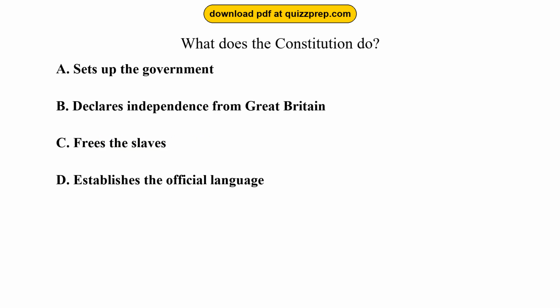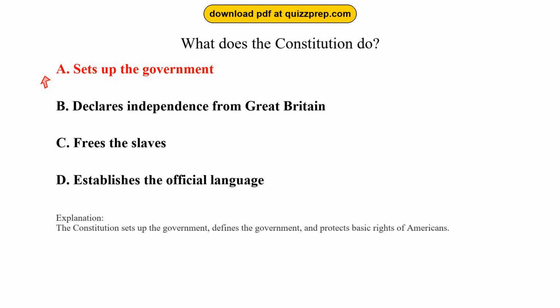Question 6. What does the Constitution do? Option A. Sets up the government. Option B. Declares independence from Great Britain. Option C. Frees the slaves. Option D. Establishes the official language. The correct answer is option A, sets up the government. The Constitution sets up the government, defines the government, and protects basic rights of Americans.